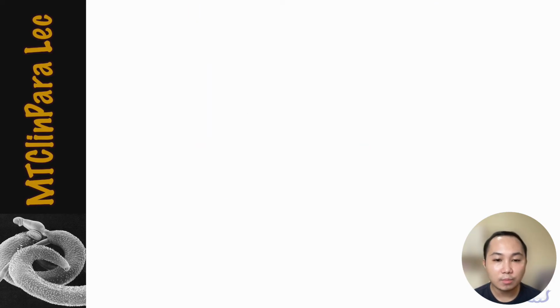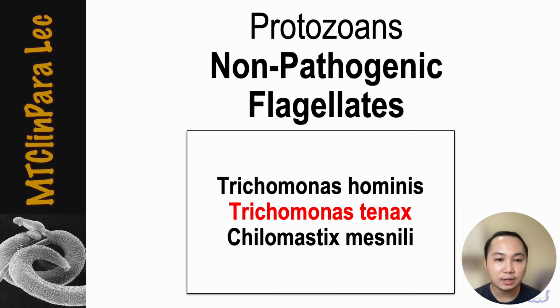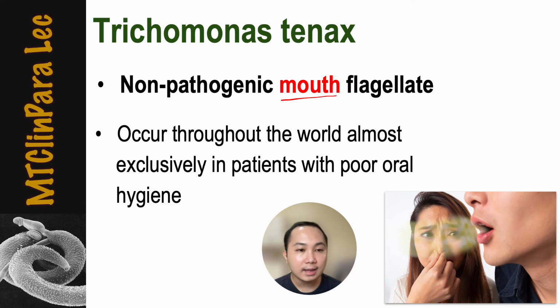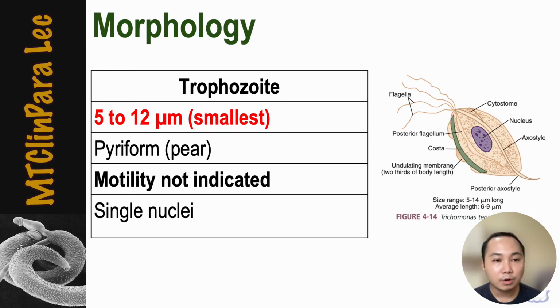Next is your Trichomonas tenax. So this is also considered a non-pathogenic flagellate. Your Trichomonas tenax is considered a non-pathogenic mouth flagellate. So this is still under the genus Trichomonas and it occurs all throughout the world, and usually patients with poor oral hygiene are susceptible. When it comes to morphology, this is considered the smallest Trichomonas among all the Trichomonas species.